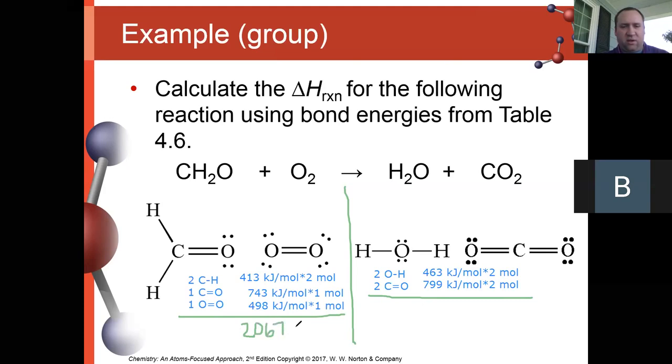But if you do the calculations otherwise correctly, on the reactant side, you should get 2,067 kilojoules. And on the product side, you should get 2,524 kilojoules, which means that delta H of the reaction, which is the difference of those two, is going to be negative 457 kilojoules.